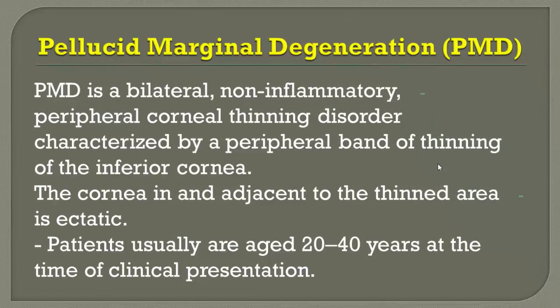Another topic of non-inflammatory corneal ectasia is called pellucid marginal degeneration. It is a bilateral non-inflammatory peripheral corneal thinning disorder. It is characterized by a peripheral band of thinning of the inferior cornea. The cornea in and adjacent to the thinned area is ectatic. Patients usually are of middle age, from 20 to 40, not like keratoconus in which most patients are teenagers.